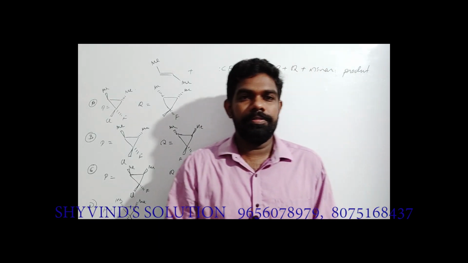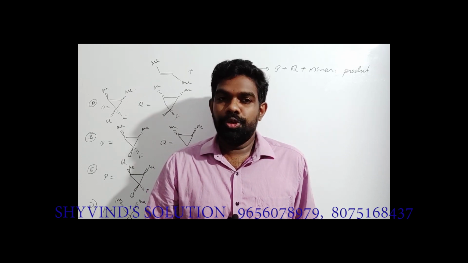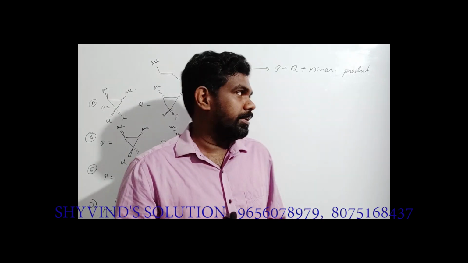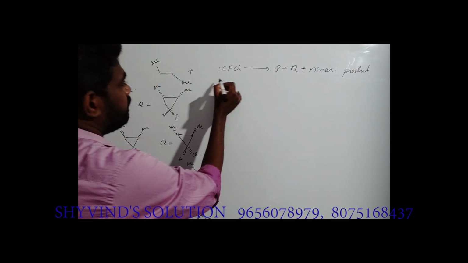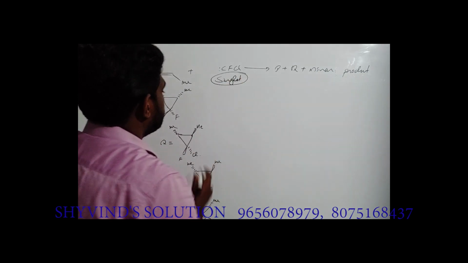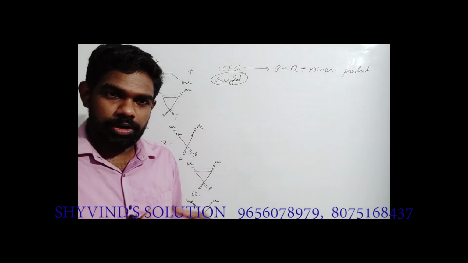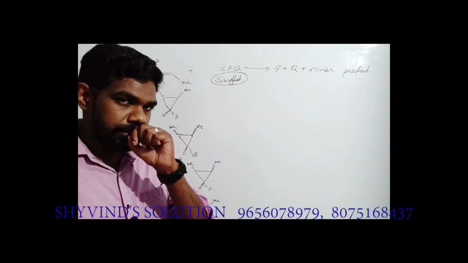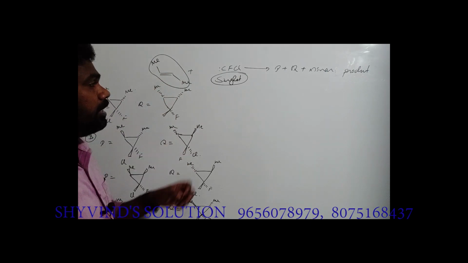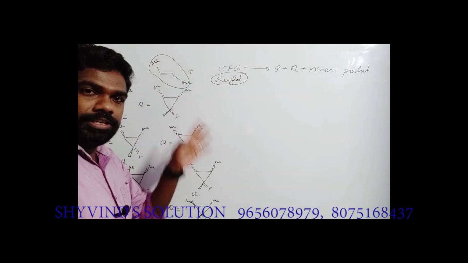So this is the question given. So let's see how to do this. The question is about carbene. Okay, the carbene is given as a singlet carbene. This is given in the question. Okay, singlet carbene. So carbene when reacting with alkene gives you a cyclopropane ring. What about the stereochemistry of the alkene? If it's a singlet carbene, the stereochemistry of the alkene is retained.